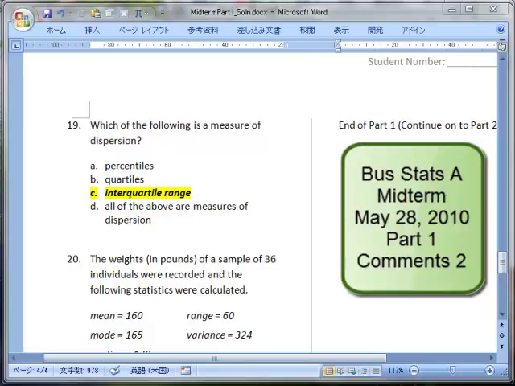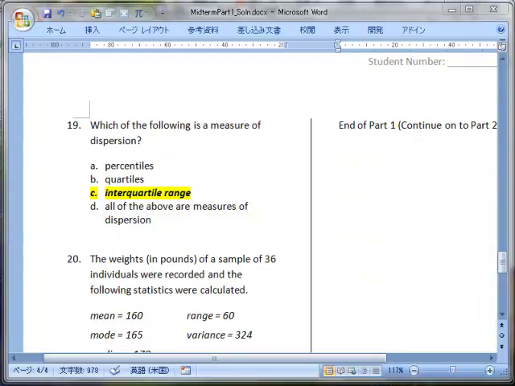Hello, we're back talking about part 1 of the test last May 28th. We were on question 19, and the reason we were discussing question 19 is that some people answered "all of the above" for which are measures of dispersion: percentiles, quartiles, interquartile range. Well, the answer is interquartile range. We were looking at percentiles at the end of the last video, and let's come back to that.